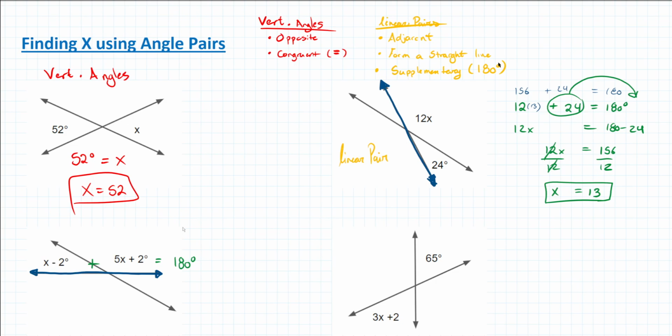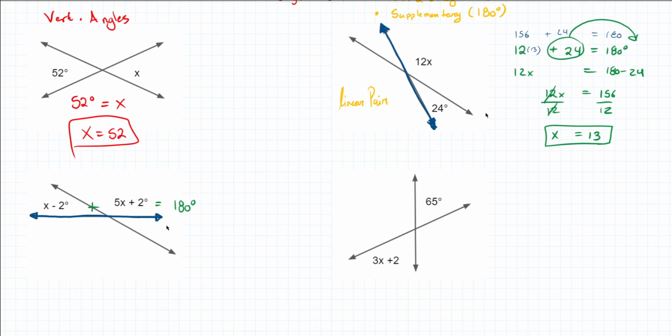First thing we need to do is reorganize them. We want the x's, the variables, next to each other, and then we want the numbers next to each other on the other side. So 5x, and that's a positive x. We've got a negative 2, so we'll go minus 2. And then we've got a positive 2, so a plus 2 equals 180. Let's do some combining. 5x plus x is 6x. Negative 2 plus 2 is 0. So plus 0 equals 180.